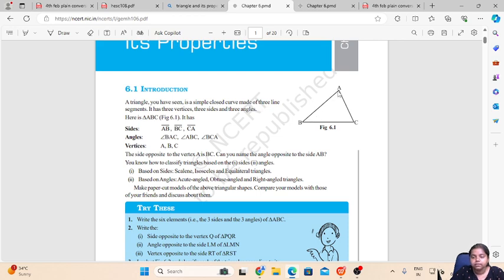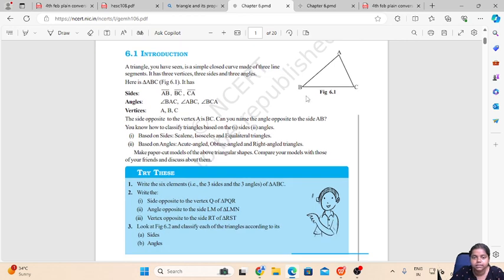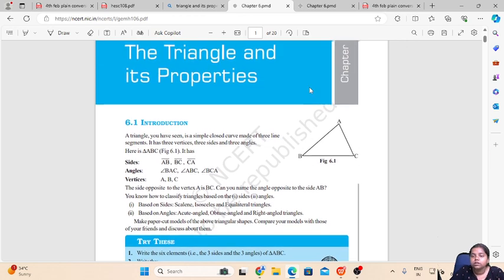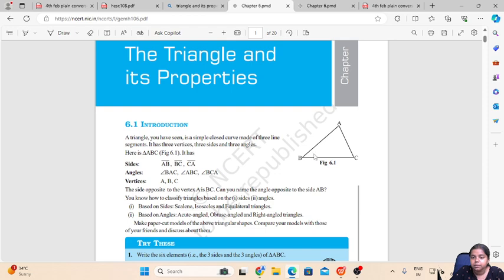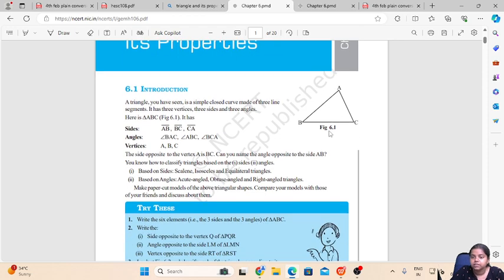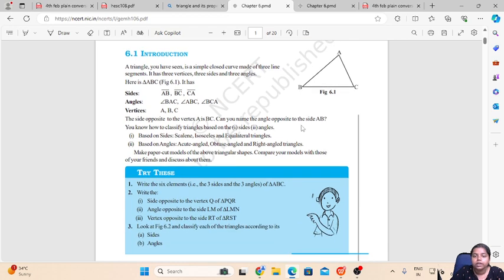Now the angles that this triangle consists of are angle ABC, angle ACB, and angle BAC. Understood? So there are three. And what are the vertices? This A, B, and C. These are the three vertices of this particular triangle. In earlier classes we have learned this, and we also know the classification of triangles based on sides and angles, correct?